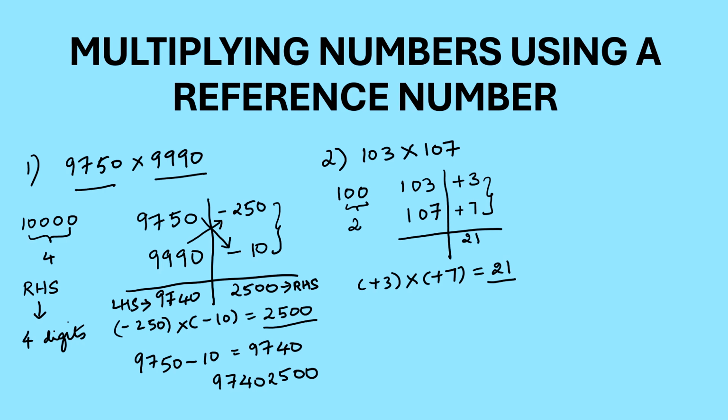Now to calculate the LHS, we do either 103 plus 7 or 107 plus 3. 103 plus 7 gives you 110, and this becomes your LHS. When you combine these two, you get 11021, which is the final solution to our problem.